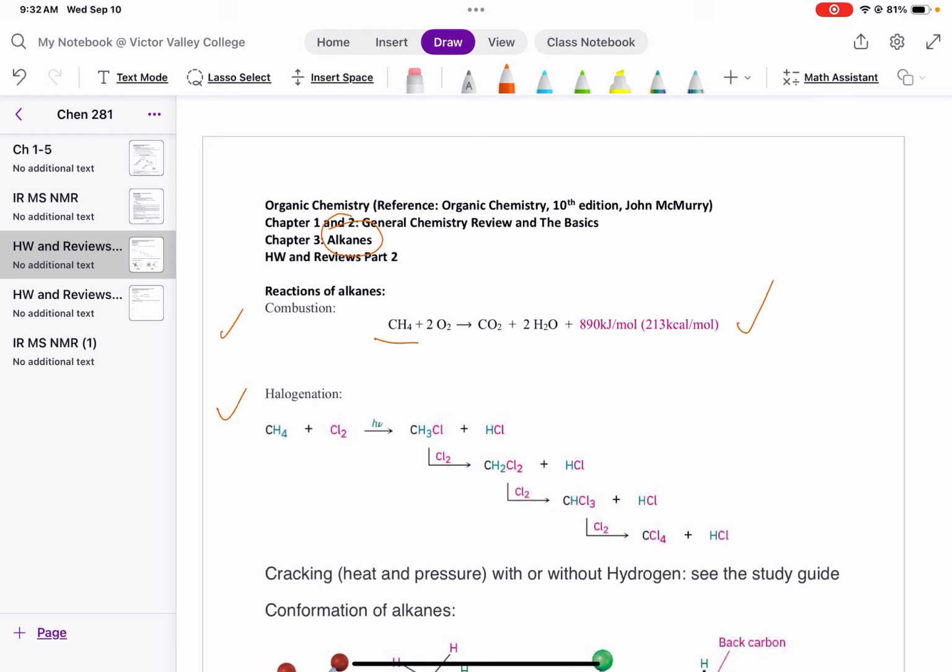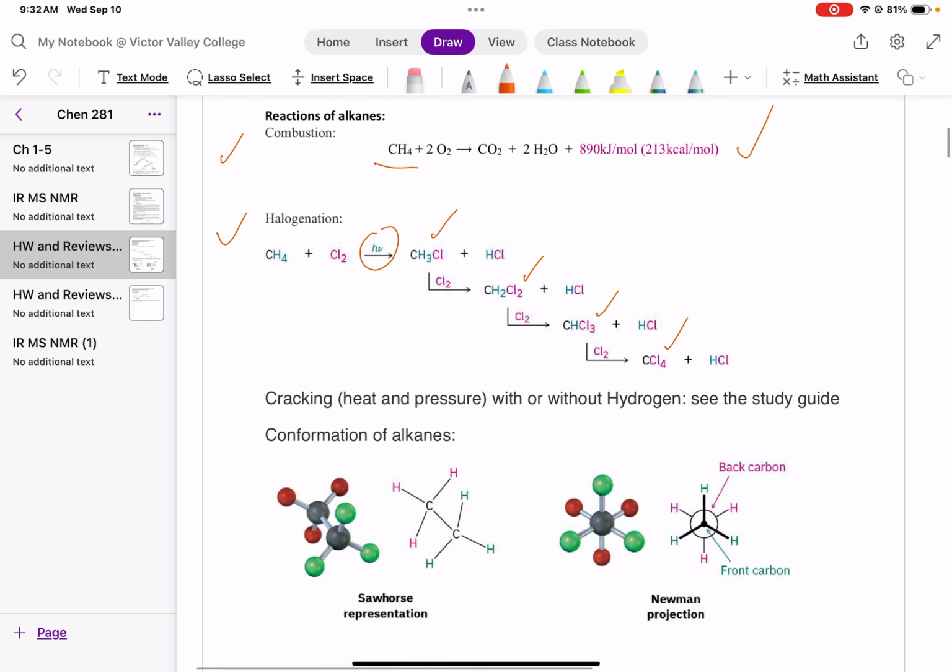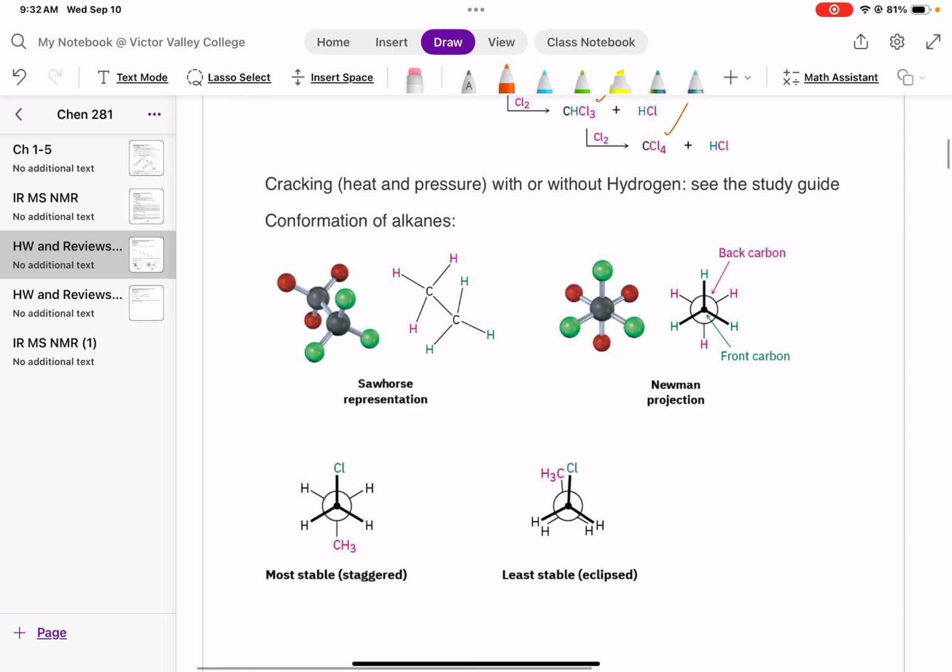Now, the second reaction is halogenation. If you take any alkane like CH4, methane, you react it with chlorine gas in the presence of UV light or heat. That's the energy source. You get chlorinated methane, that's chloromethane. If you have more chlorine, it keeps going to the next one and the next one, and it can go all the way up to CCl4, replacing all four hydrogens.